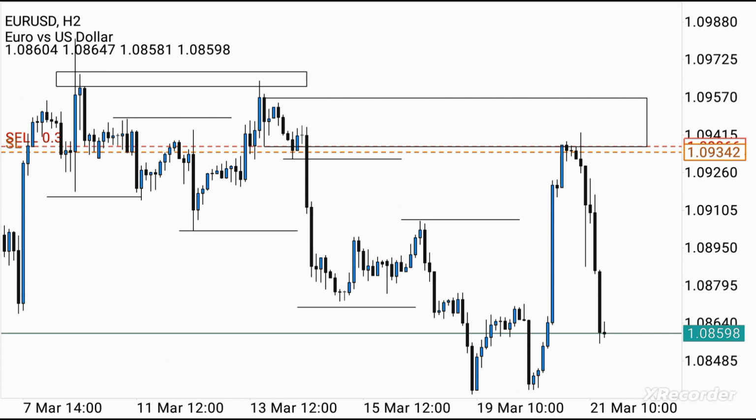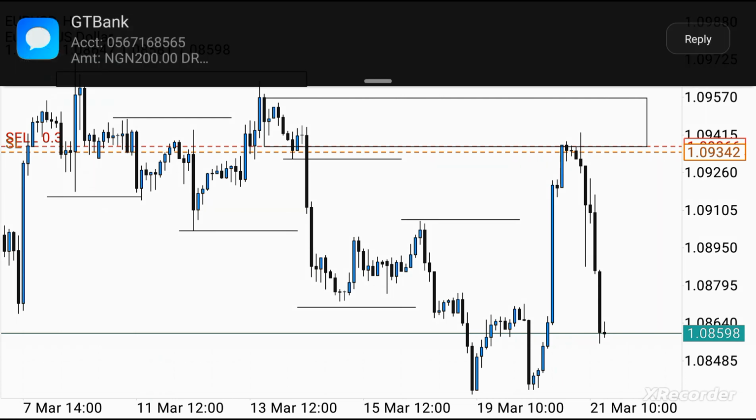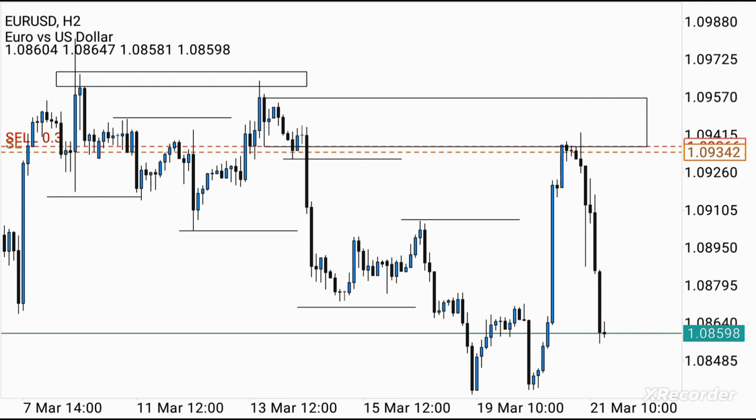So like I said, just a recap. Make sure you pay attention and spend time to understand market structure. And how do you understand market structure? You understand market structure by connecting to the trade via higher time frame and building a story behind every time frame.